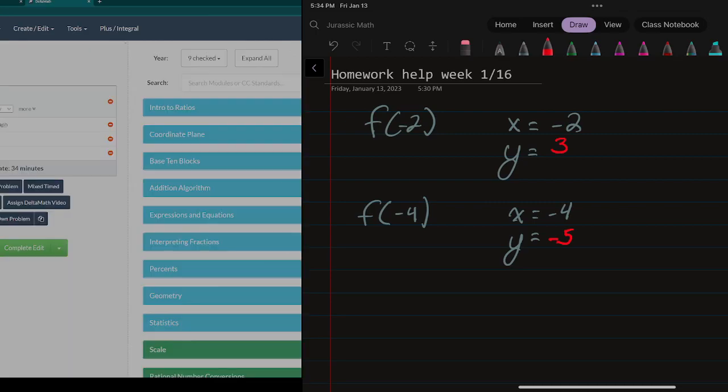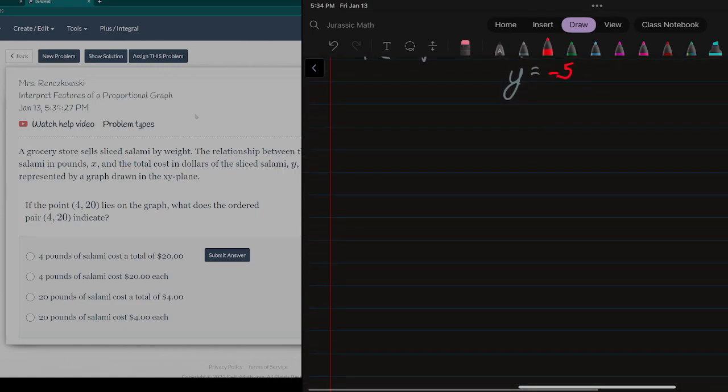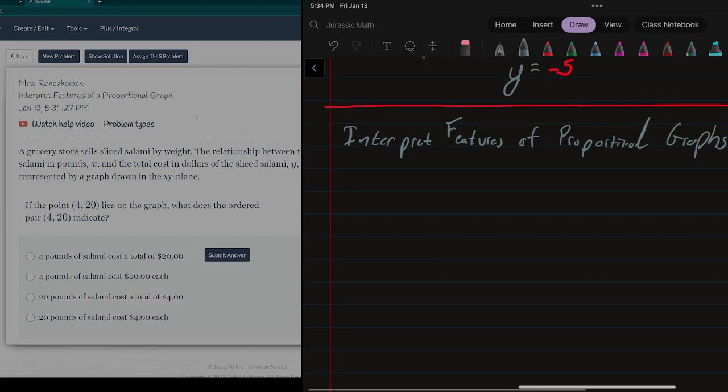Next up, we have interpret features of a graph. Interpret features of a proportional graph. This is pretty much asking us to find slope. So what I'm going to do is I'm going to write the topic right down. So there we have our topic. And I'm just going to read.